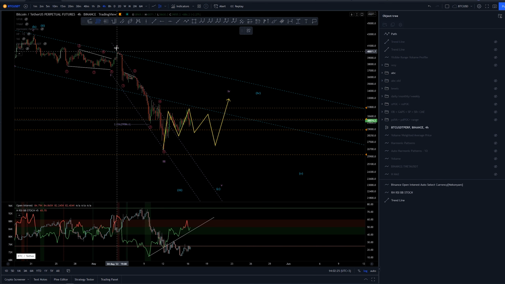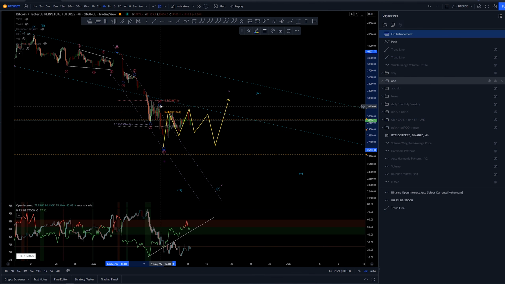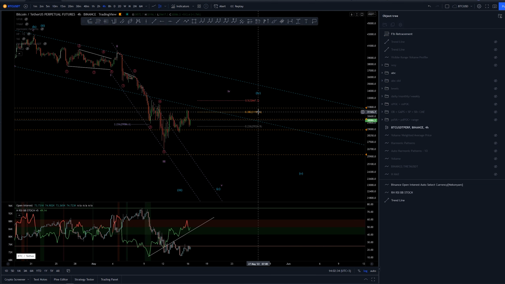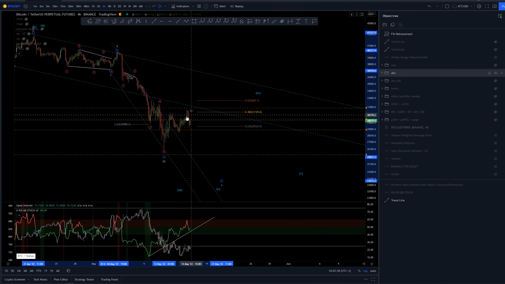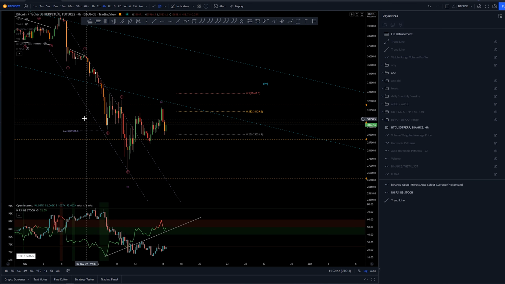Let's see the targets for wave 4. And these are the targets here. We already got to the 38.2, which is the target for wave 4 usually, so it's definitely possible to start heading down now.